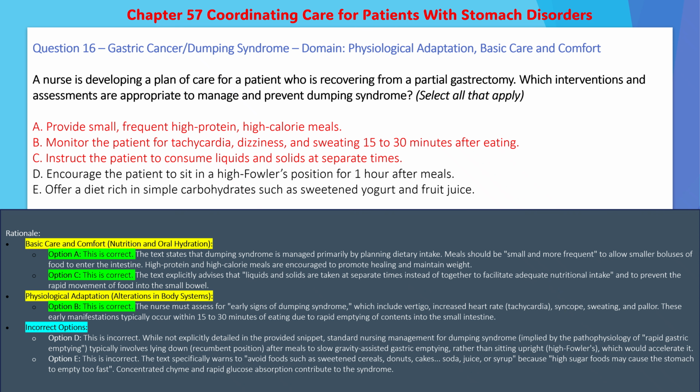So now we have just finished chapter 57, patients with stomach disorders through the eyes of the NCLEX. If you can master those priorities, recognizing perforation, managing dumping syndrome, and safe medication administration, you are going to crush the exam.